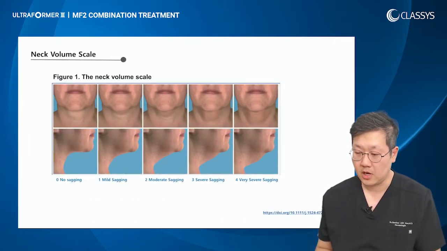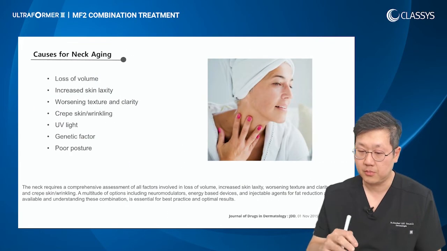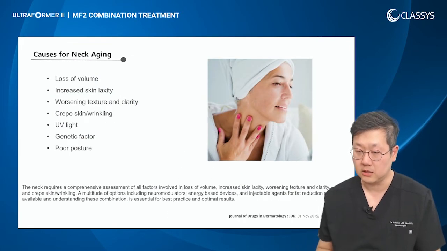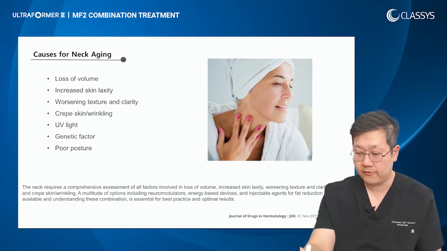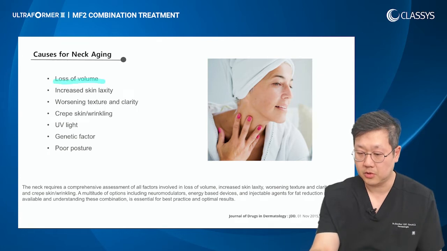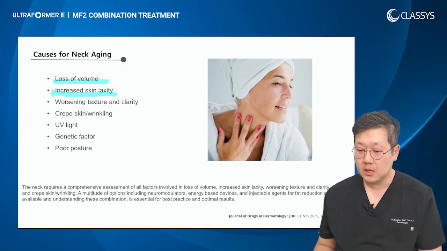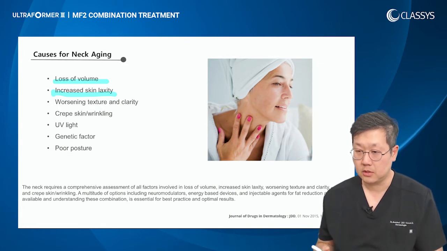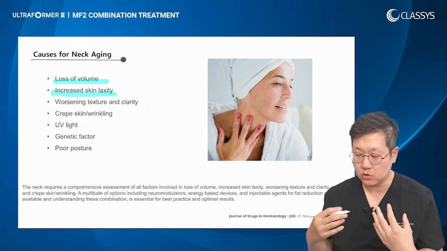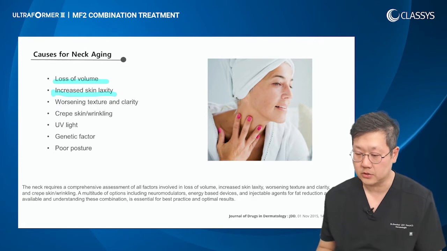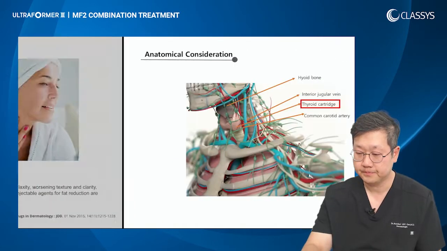So we have different kinds of volume scales for the neck, but the most important causes of the aged-looking neck are firstly the loss of volume, and secondly, increased skin laxity. With these causes of neck aging, we will see much more aged-looking faces and aged-looking necks all around the body. So how can we treat them?